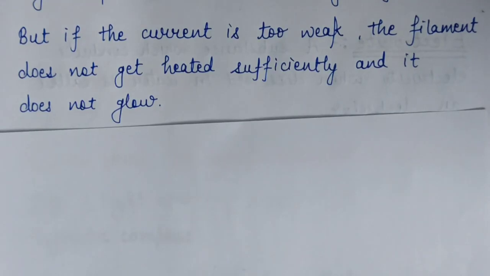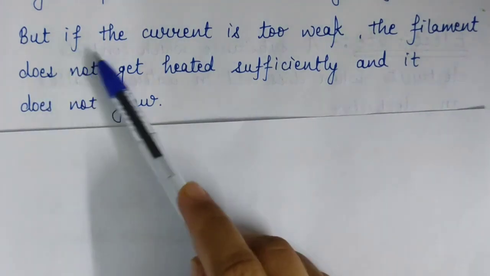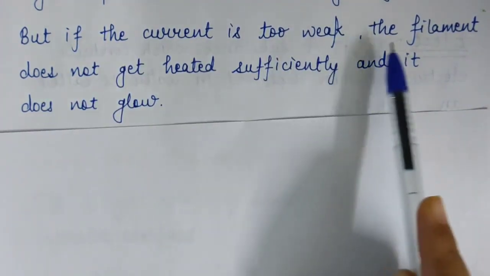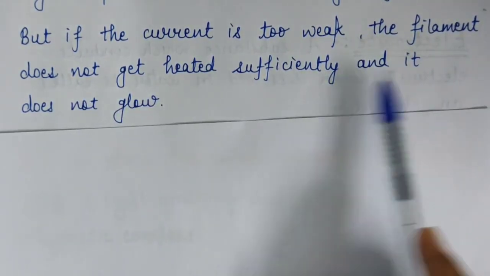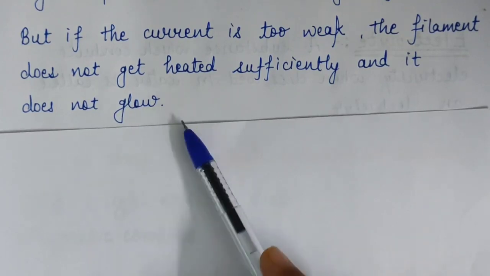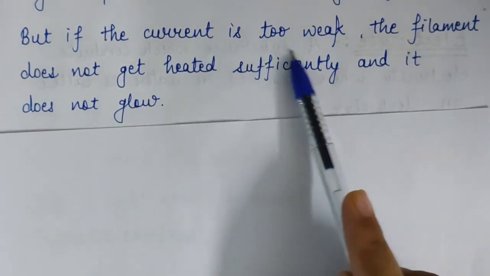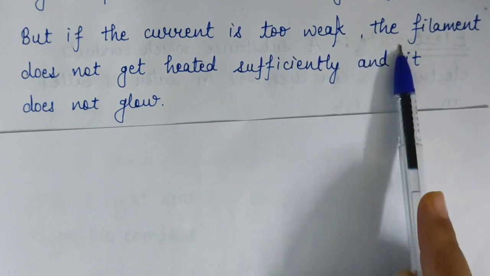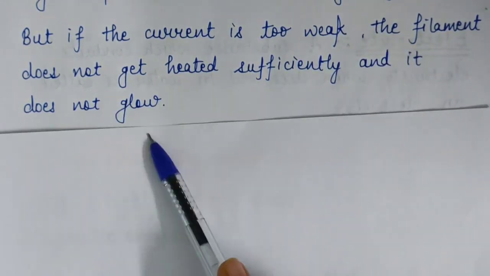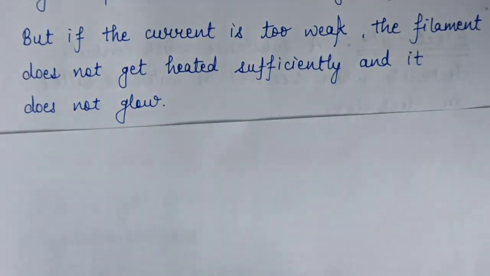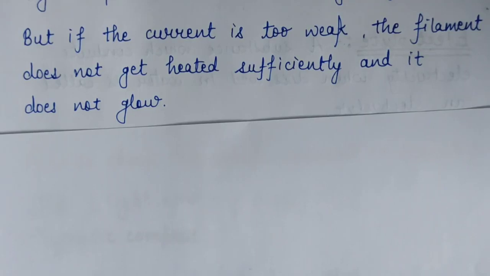So students, it happens in the case when the strength of current is too weak. When the current is too weak, the filament does not get heated sufficiently and it does not glow. This is the reason. When the strength of current is too weak, then the filament does not get heated sufficiently and does not glow. It happens with those liquids which are not good conductors of electricity.